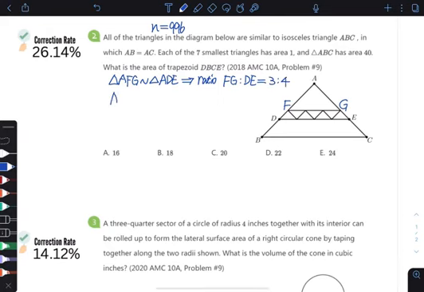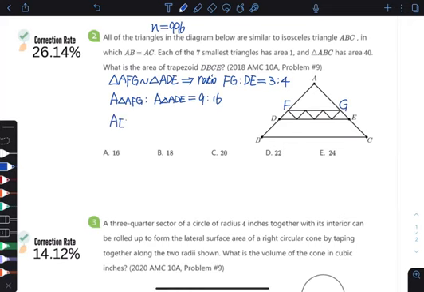Equivalently, we can find the ratio of their areas. The area of triangle AFG to the area of triangle ADE is equal to 3 squared to 4 squared, so 9 to 16. And we do know the difference of the two areas is 7 times 1, so 7. Look at the two numbers: the difference is exactly 7. That means the area of triangle AFG is 9, and the area of triangle ADE is 16.